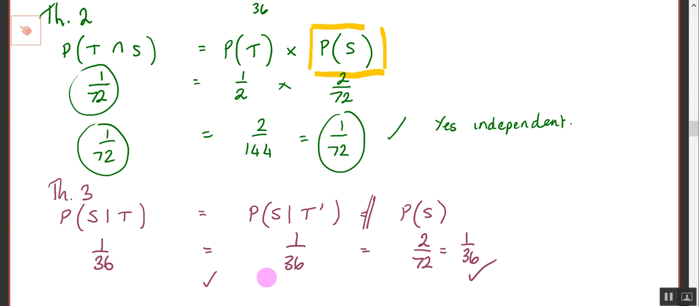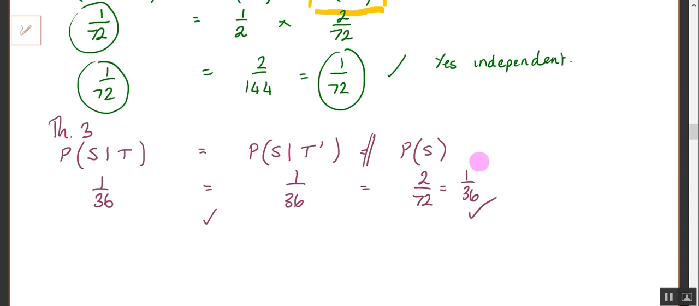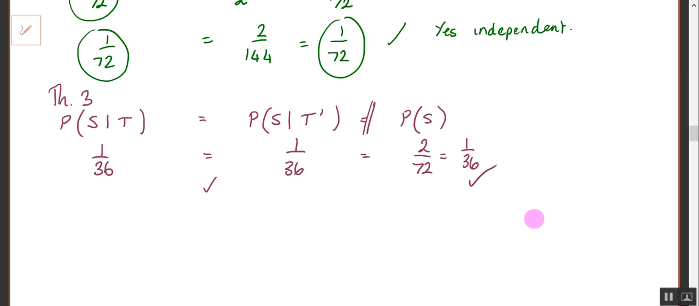And that's what you see in a tree diagram, isn't it? If you go to your tree diagram and you just look, if that number and that number are different, you know they're not independent, right? These must have changed those numbers. That's what it's all about. All good? Any questions?